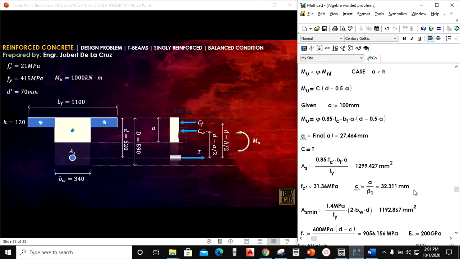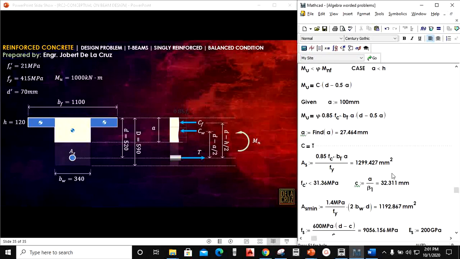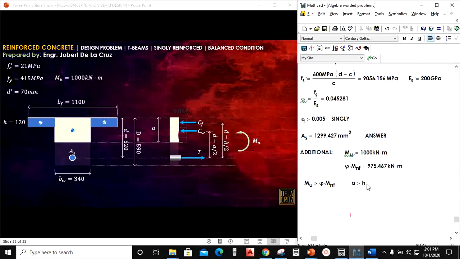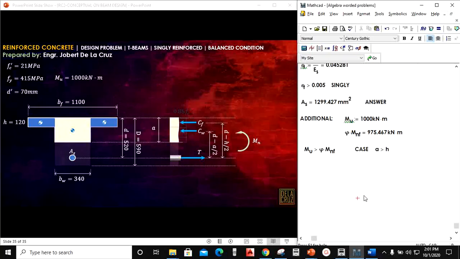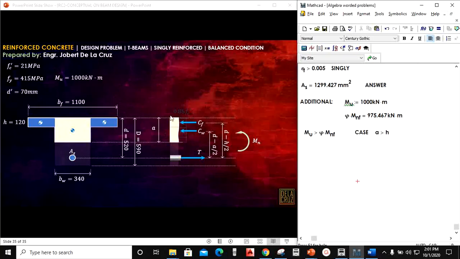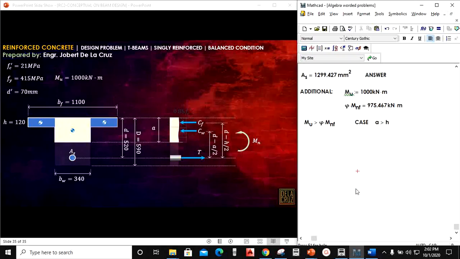Let me just check the first one. This is our case earlier. Then when our Mu exceeds our phi Mnf, the case will be like this. a is greater than our h. Clear? So our stress diagram will look like this. We will be considering this one. This is our a. So by that, again, I will equate the moment to our total moment here. Since this is separate, I just isolated the overhanging flange and the web, and we equate this to our Mu.